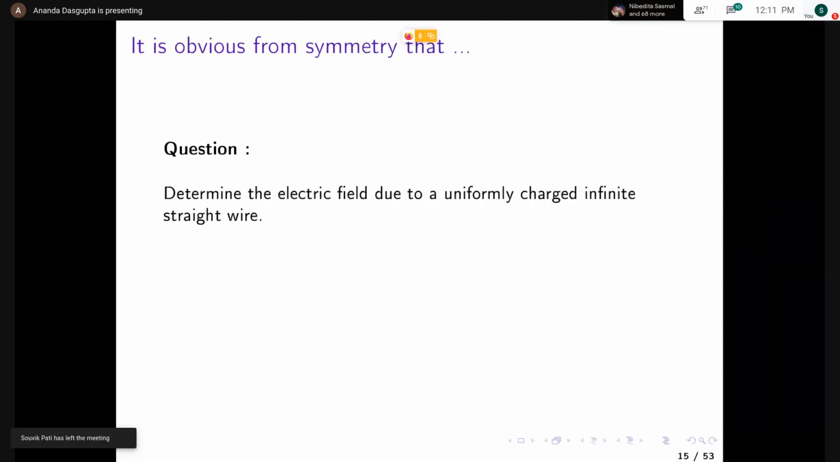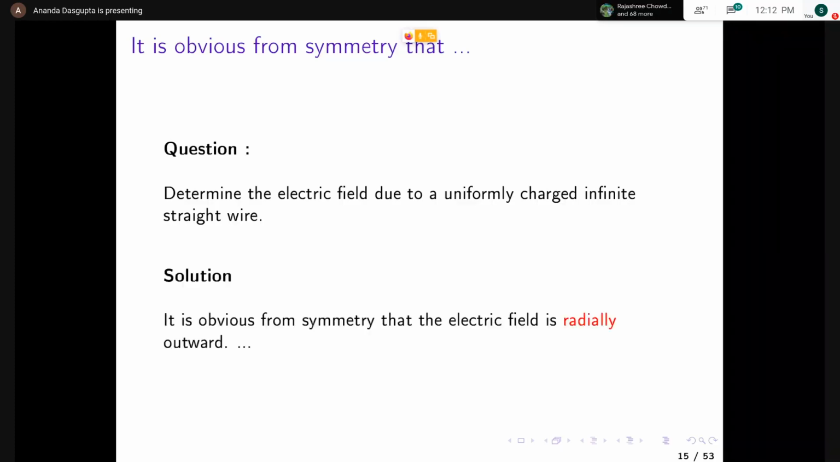The question that we are often asked in standard physics textbooks: determine the electric field due to a uniformly charged infinite straight wire. Now, this is a problem which all of you know how to solve. You can use Coulomb's law and integration, or you could use Gauss' law, which is what I'm hinting at. Anybody in class 12 has studied Gauss' law and these applications. Of course, first year physics, second year physics, you definitely know about this.